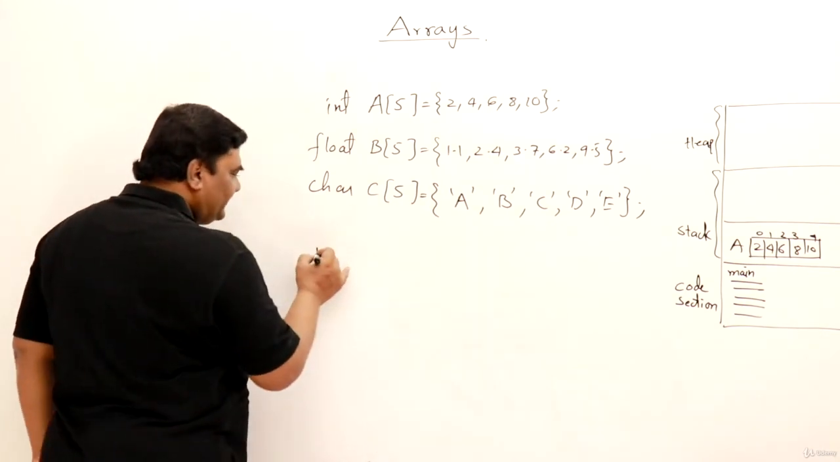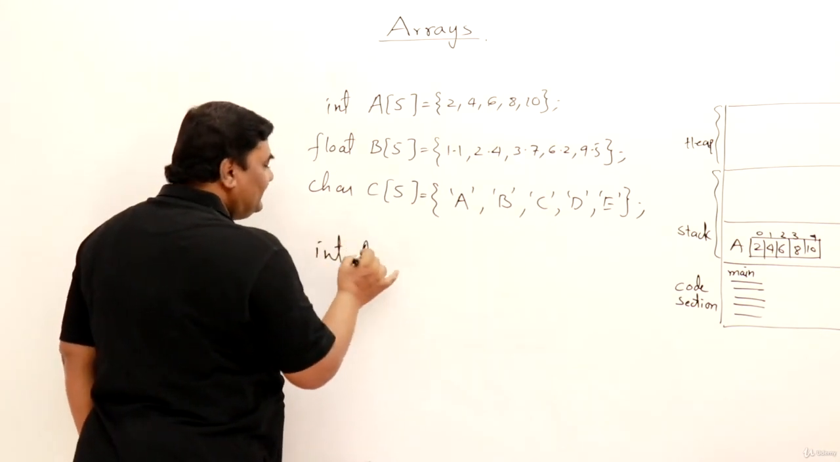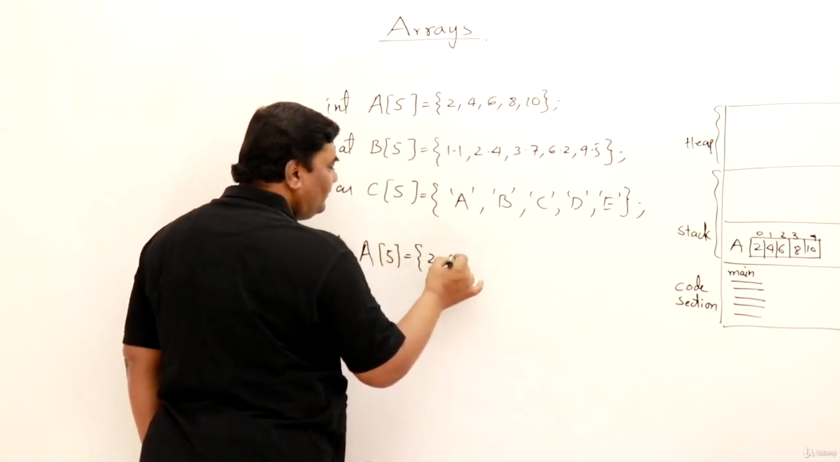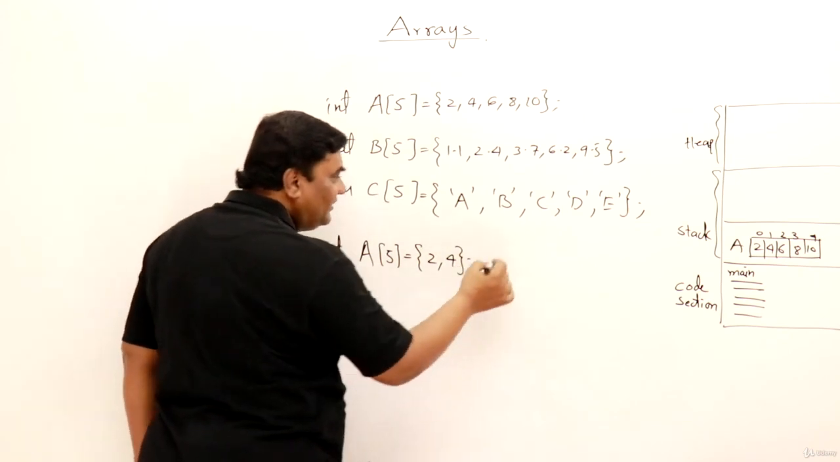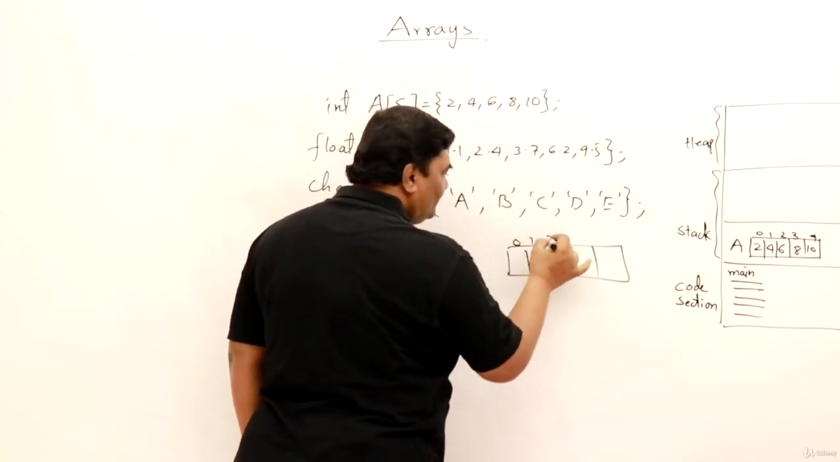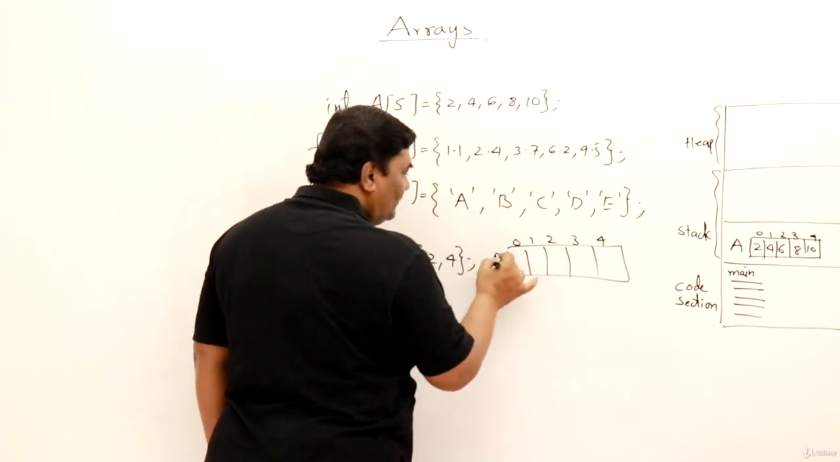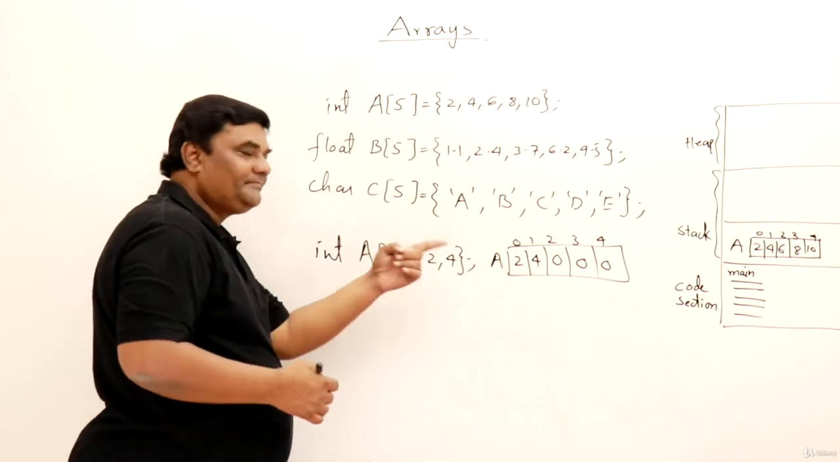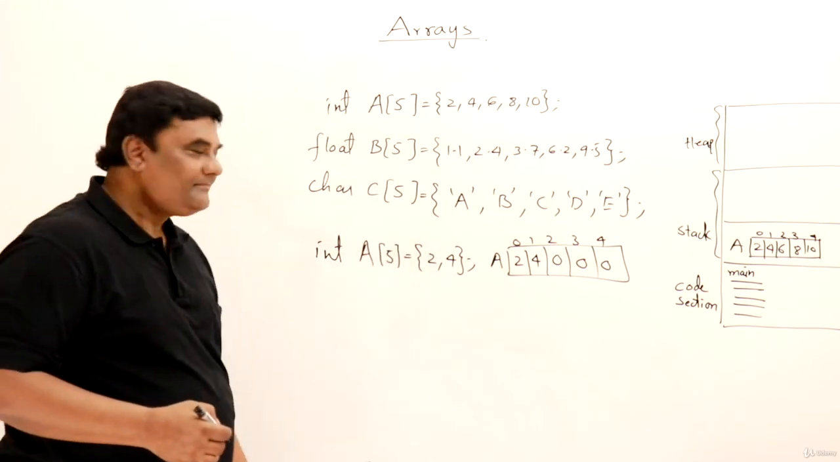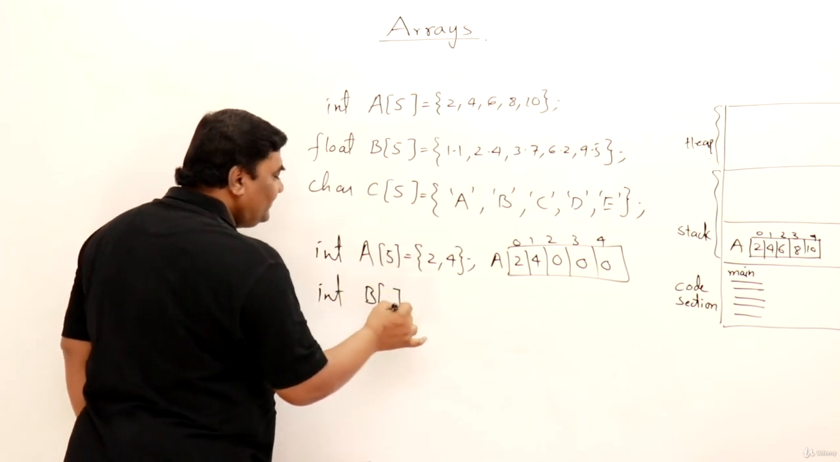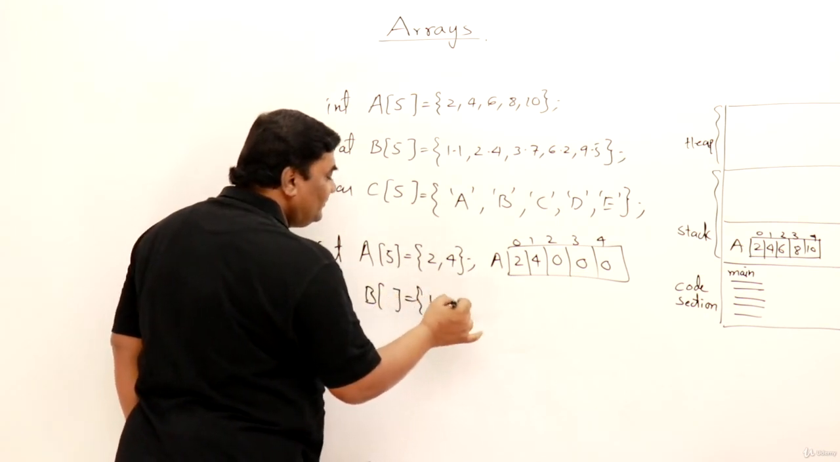Now one more thing I will show you. Can I declare an array of size 5 and mention only 2 and 4? Yes, you can mention. What happens? An array of 5 will be created, with indexes 0, 1, 2, 3 and 4. Now only 2 and 4 will be filled. The rest of the values will automatically be 0. This you should know.